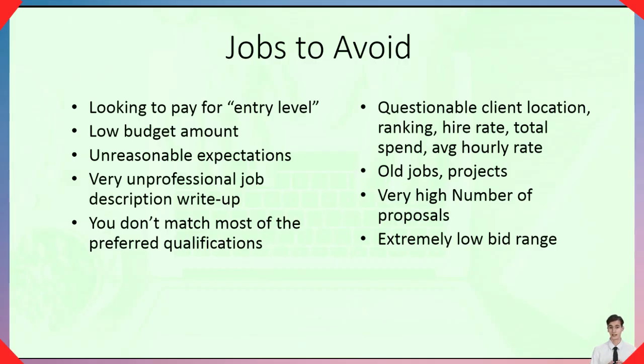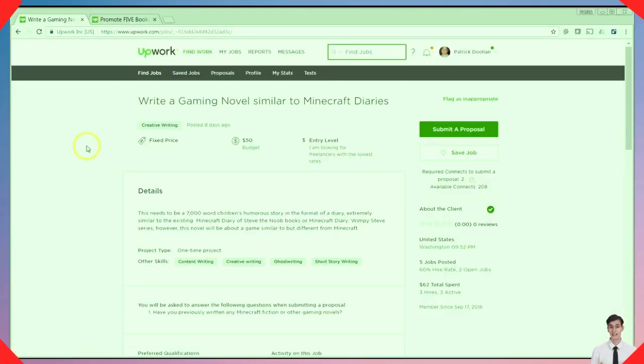Okay, let's look at what I would consider a couple of bad jobs. So here's one called Write a Gaming Novel Similar to Minecraft Diaries. Now, this might be right up my alley. Let's say it was. So the first thing I'm going to notice is, ooh, $50 budget. Okay, that's something to be concerned about, but I'm not going to stop. I'm going to keep looking.